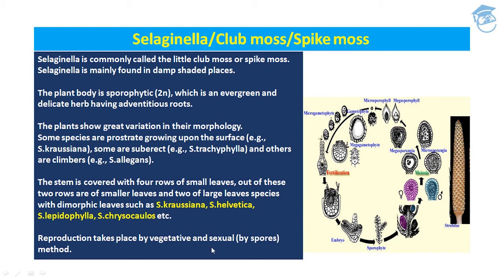Reproduction takes place by vegetative and sexual means by the spore method. Okay, see, this is the strobilus. From the sporophyte, this cycle goes on to form megasporangia and microsporangia. Then it forms microsporophyll and megasporophyll respectively to produce gametophytes. Then fertilization takes place to form the zygote and finally the embryo, and then eventually it forms a mature sporophyte. So this is how reproduction and fertilization take place in Selaginella, which is commonly called little club moss or spike moss, found mainly in damp shaded places.